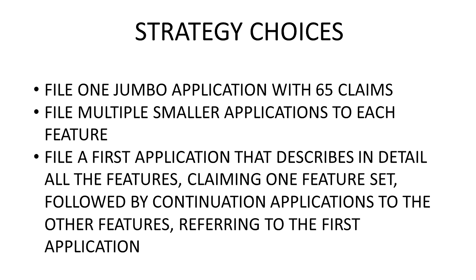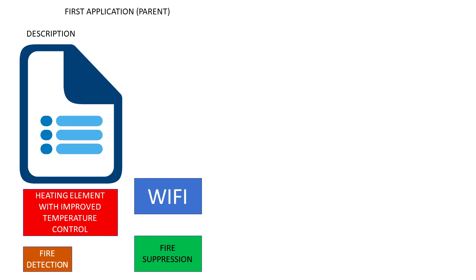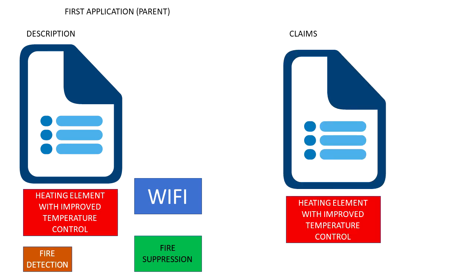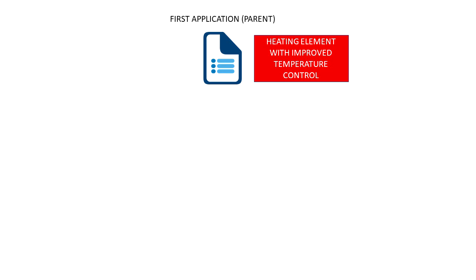So here is our parent application, and we're talking about our written description here. This is just the written part, sometimes called the specification of the patent application. And here we're going to describe each feature in detail. So we're going to talk about temperature control, Wi-Fi, fire detection, fire suppression inside our toaster. And for our claim set, we're going to focus on the heating element with improved temperature control. And this will become our parent application. It describes everything, but we're just claiming the temperature control.